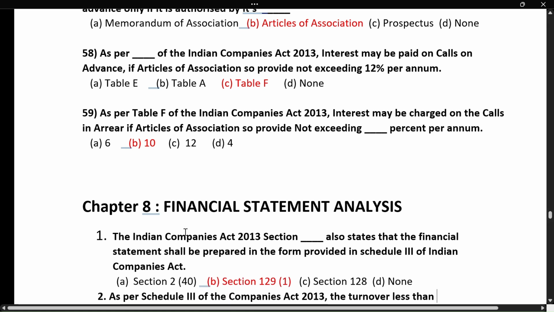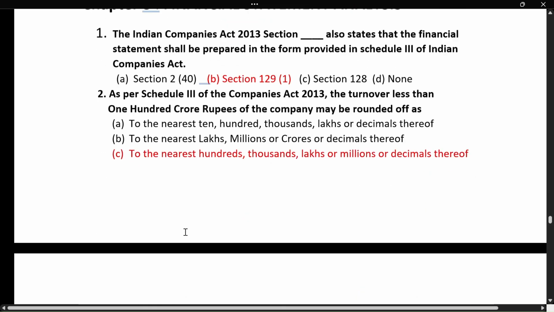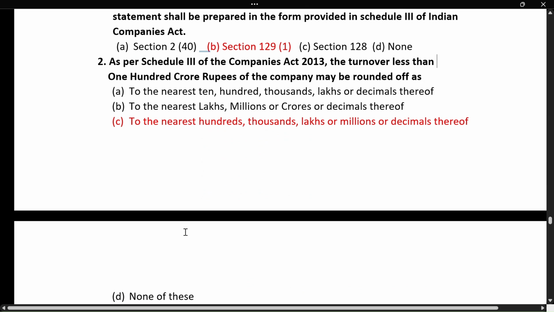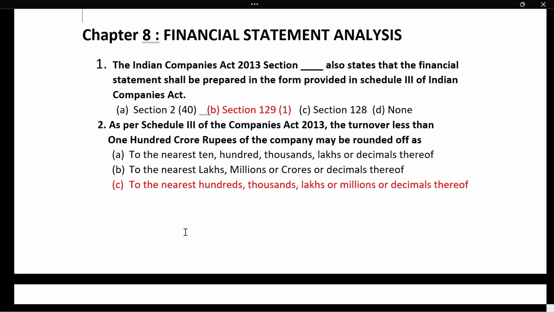And as per Table F of the Indian Companies Act 2013, interest may be charged on the calls in arrear if the articles of association provide for it. It should not exceed 10%. Next is the 8th chapter. Here everything is taken from the information given in the boxes. Okay, if you have doubt, you can refer to that column in the 8th chapter.